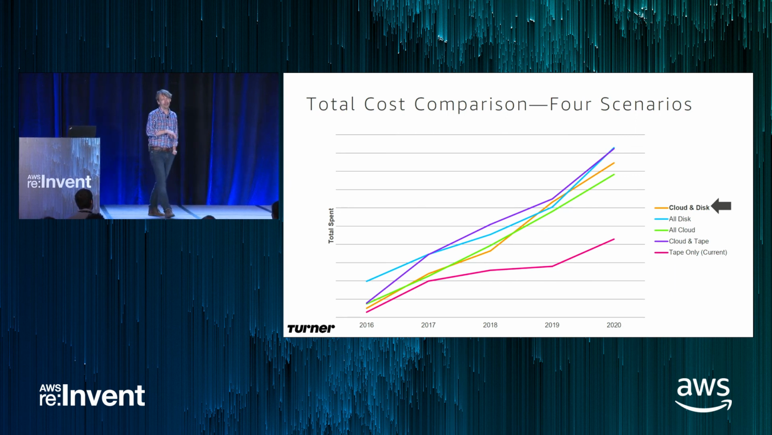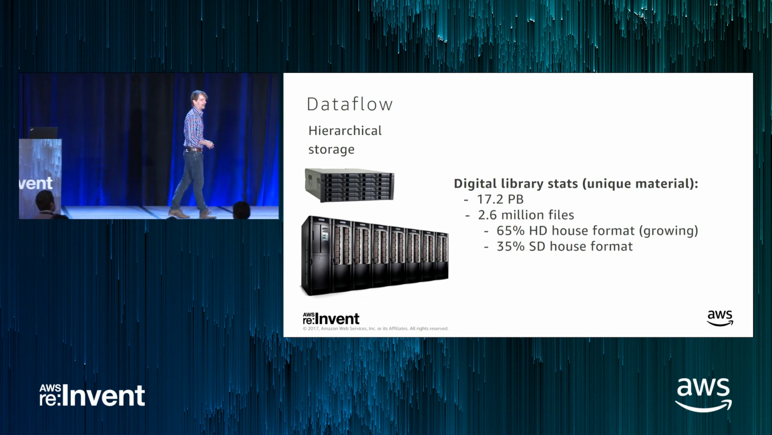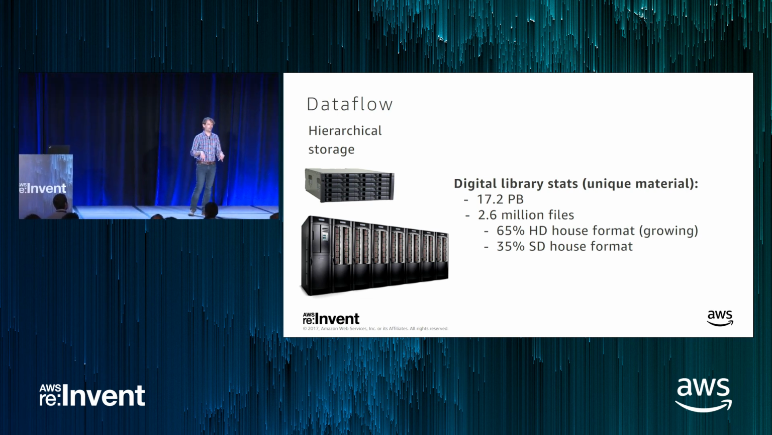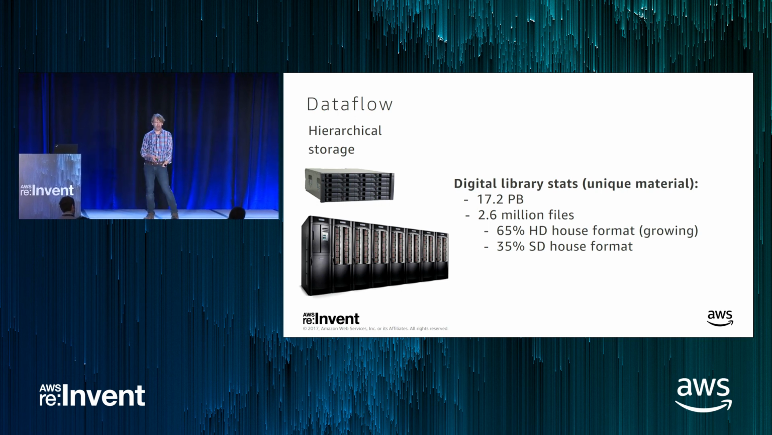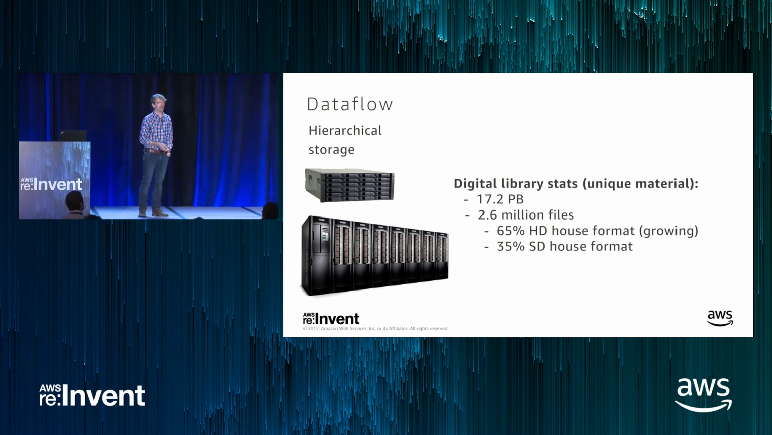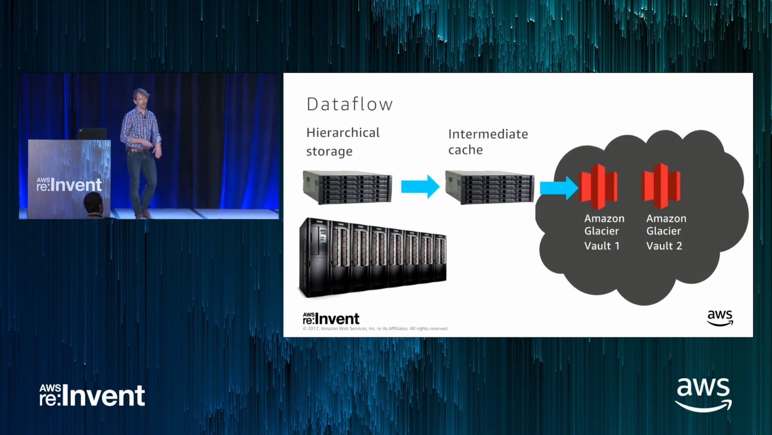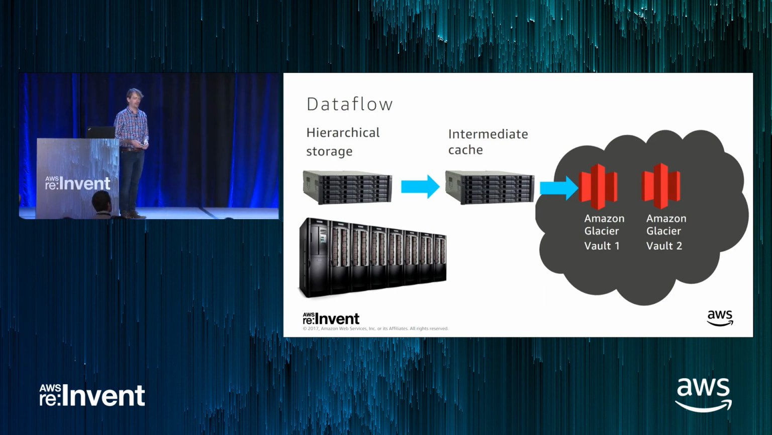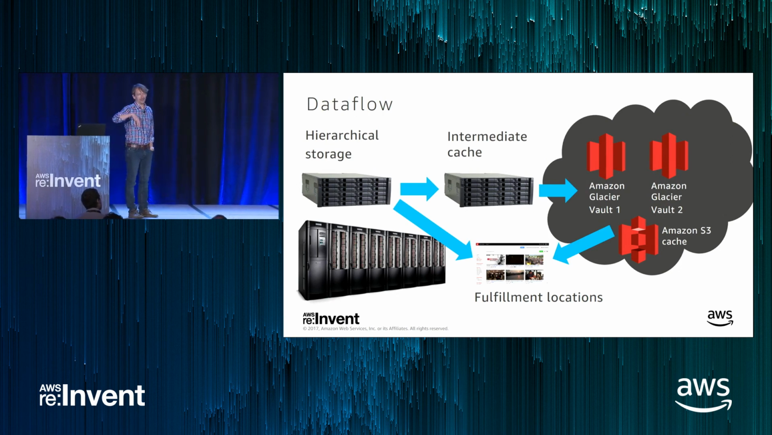So I'm going to tell you a little bit about the cloud part of that strategy. We've got our hierarchical storage management system that, whether it's tape or object store, will tie that together. And we've got just over 17 petabytes of digital library assets, which is 2.5 million files. About 65% of that is the growing high-definition archive. And so we'll pull those files over to an intermediate cache where we upload it to Glacier. It goes into a Glacier vault. And then from that Glacier vault, we can pull it back to Amazon S3, where we can do any of our file chopping procedures if we want to chop a file for a partial fulfill.